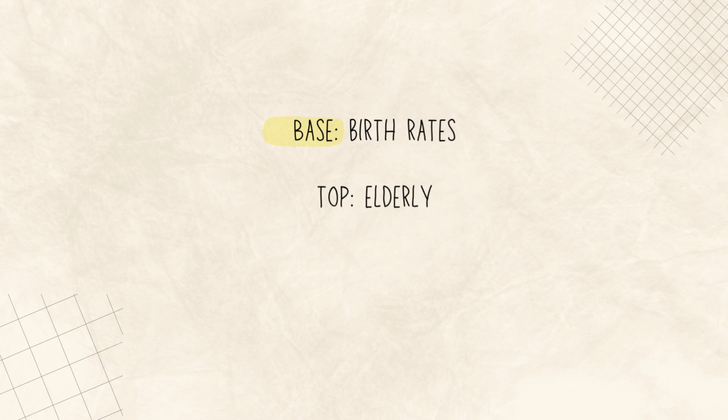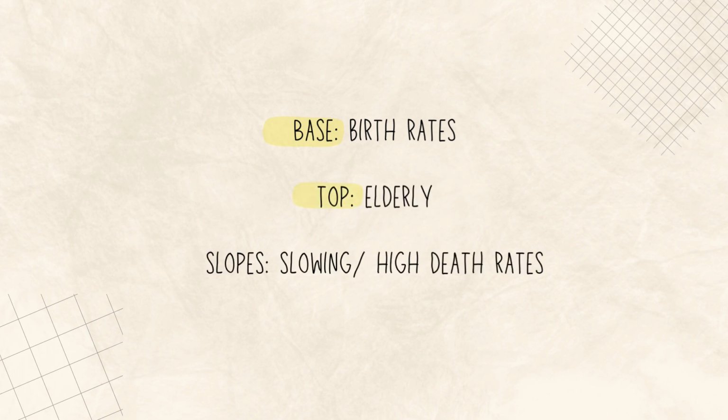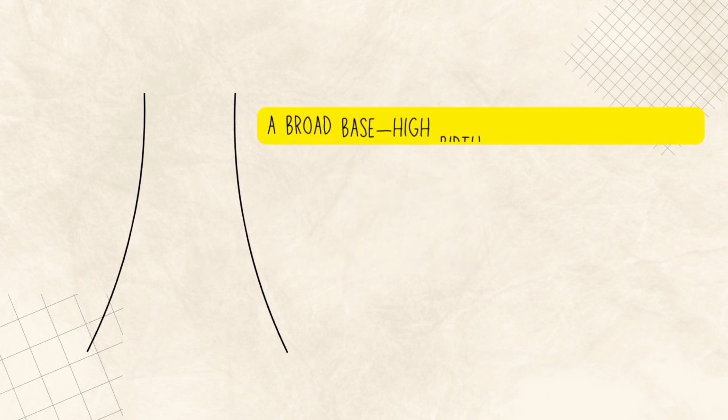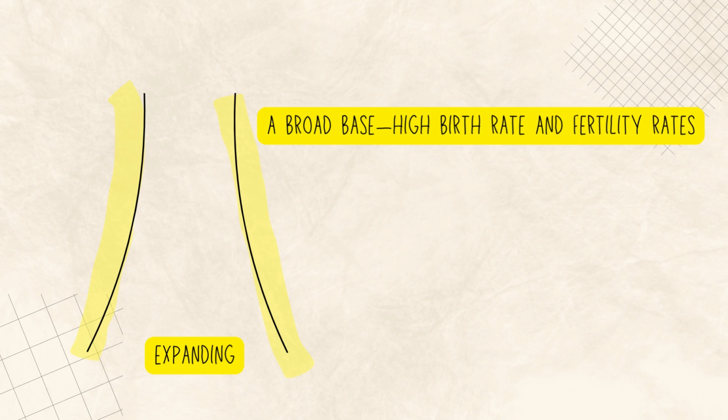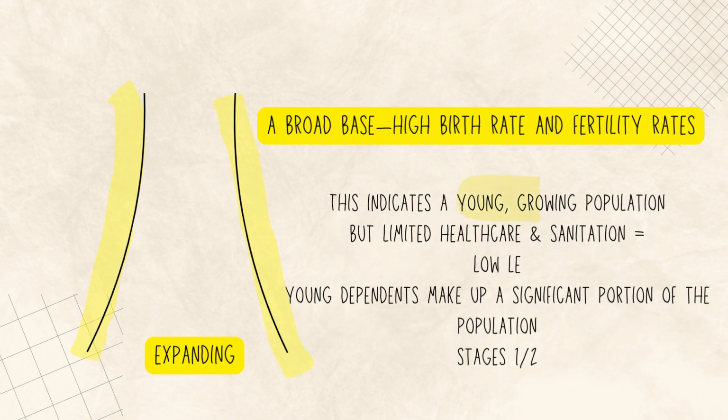The broader the base, the more babies are being born. The broader the top, the more elderly in the population. Gentle slopes means slowing death rates. A concave population pyramid with a broad base is a clear sign of high birth rate and fertility rates. This indicates a young, growing population, typical of countries in stage 2 of the DTM.